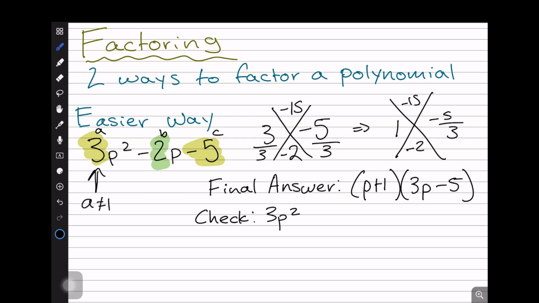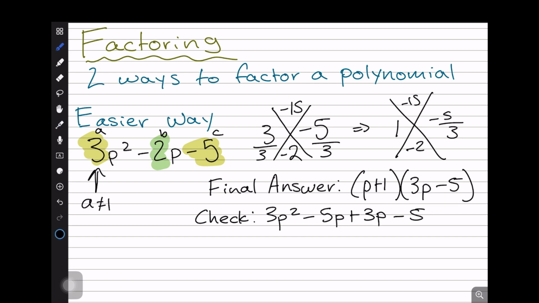Now you can always check your answer by expanding things out with the FOIL method. So 3p times p is 3p squared. Then p times negative 5 is negative 5p. Then your inner terms, 1 times 3p is going to be 3p. And the last term is going to be 1 times negative 5, which is just negative 5.